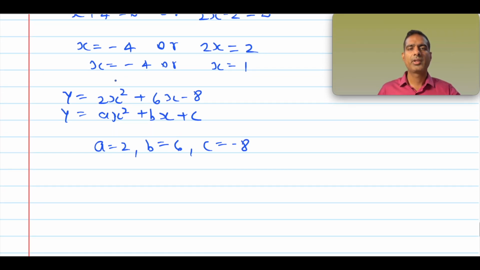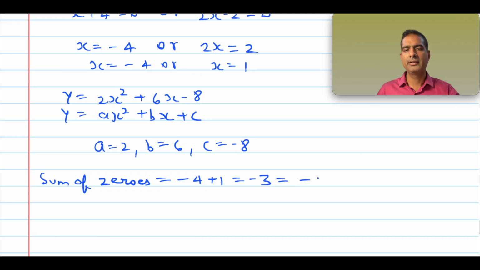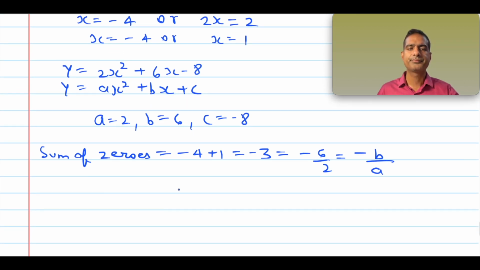Now if we try to find out the sum of the zeros, so sum of zeros is equal to negative 4 plus 1, that is negative 3, and if we see, we can write this as negative 6 over 2, that is negative 6 is b over 2 is a. So negative b over a is the sum of the zeros.